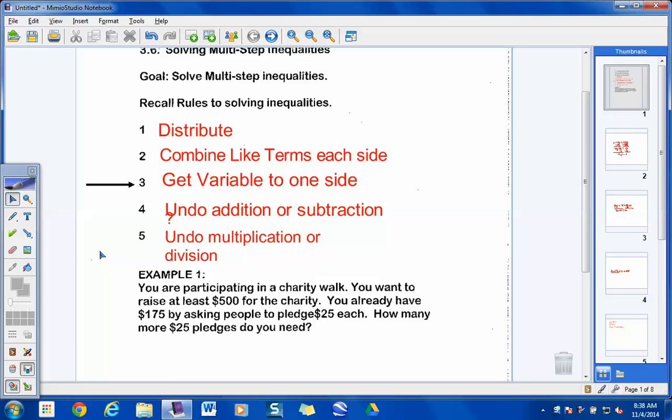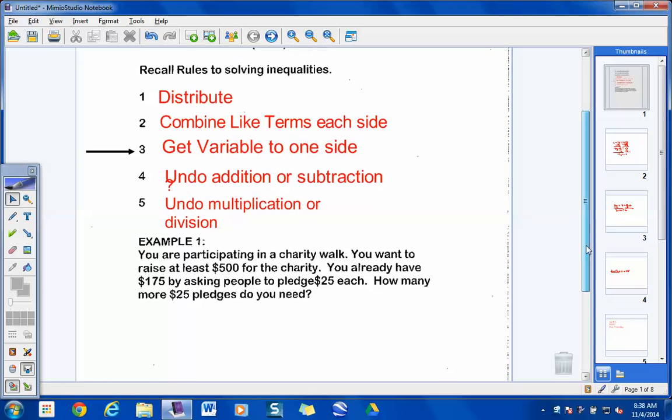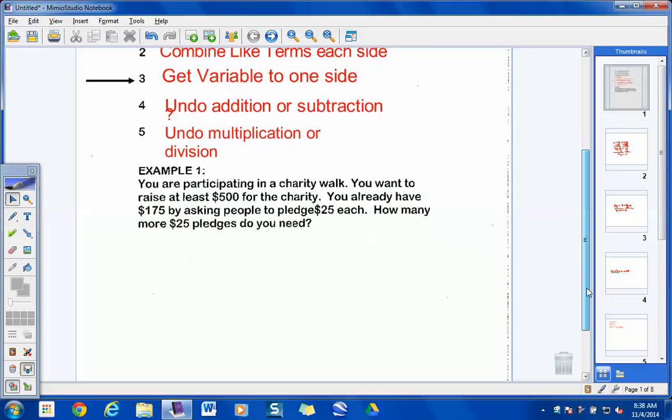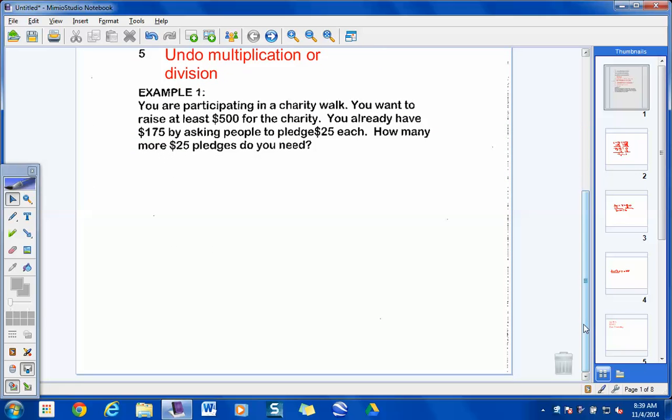Okay. Let's look at an example here that would involve inequalities and all the rules that might come into play. How about a volunteer to read example 1 for me? Thanks, Allie. You are participating in a charity walk. You want to raise at least $500 for the charity. You already have $175 by asking people to pledge $25 each. How many more $25 pledges do you need?